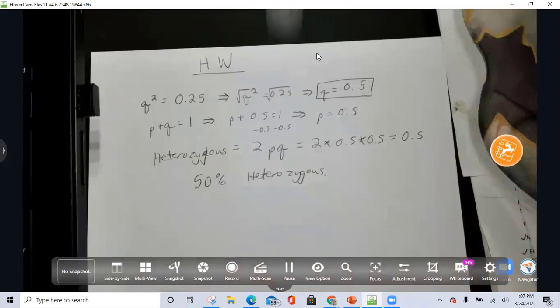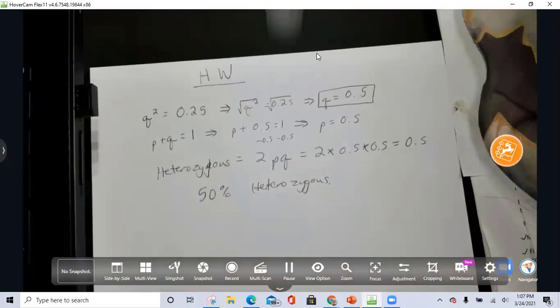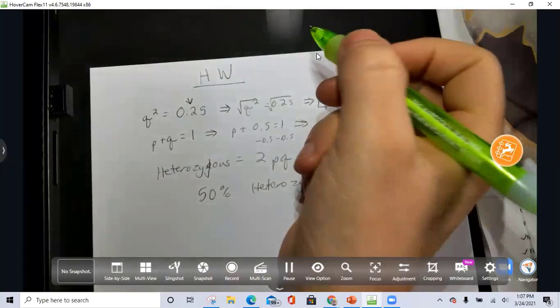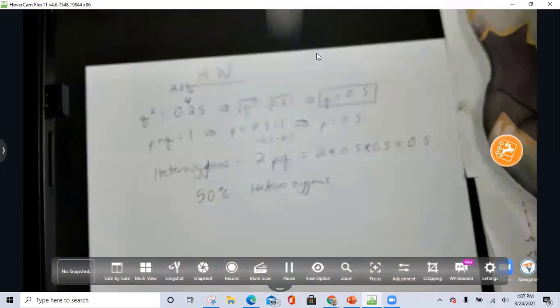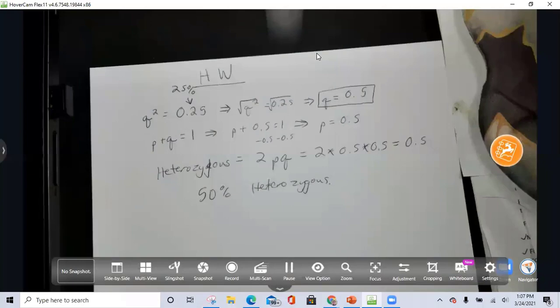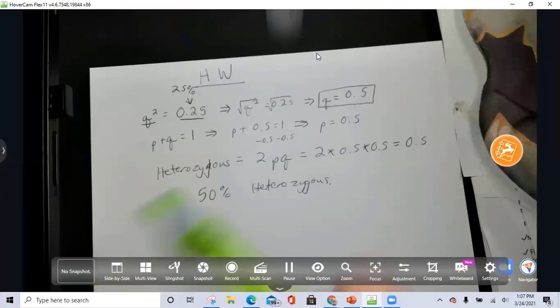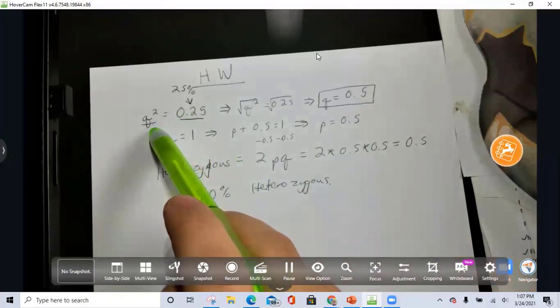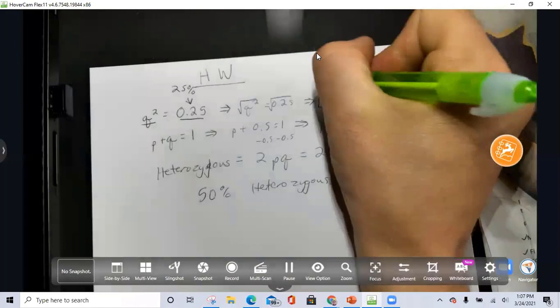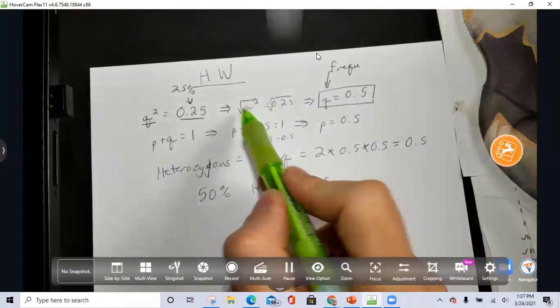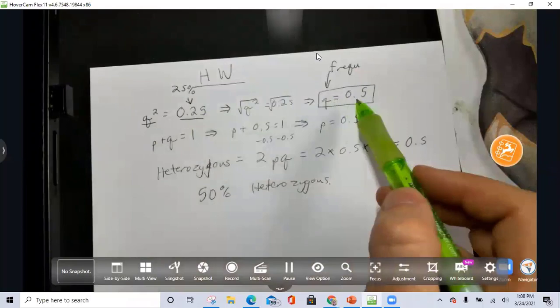Okay, excellent. So hopefully you noticed, if they said 25% of the population has the attached earlobes, the homozygous recessive condition, then that means that 0.25 is your q squared. If they're talking about a frequency of individuals, that is not q, that is going to be q squared. So if you wanted to find the frequency of the allele, like it asked for in the first question, you need to take the square root of q squared, 0.25. You take the square root and you get q equals 0.5.